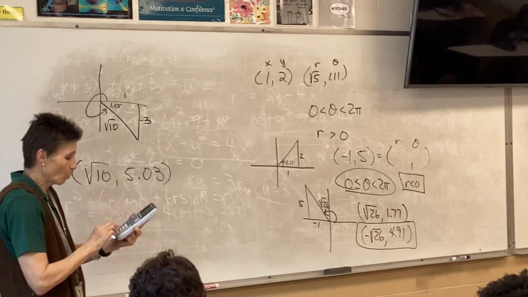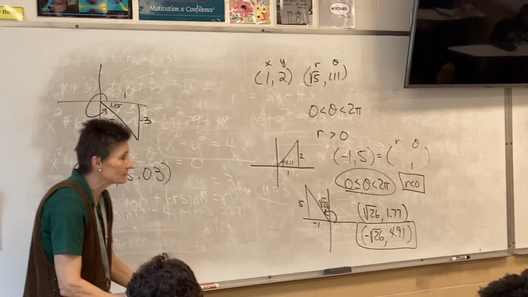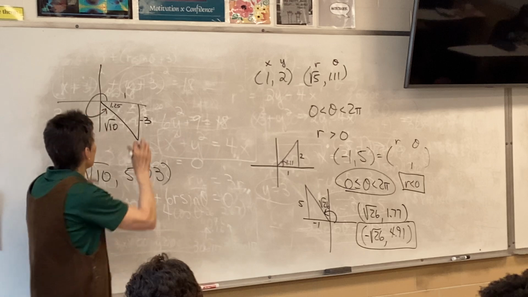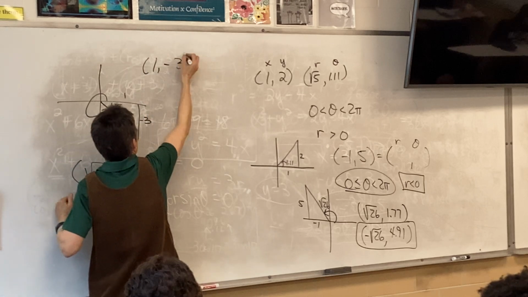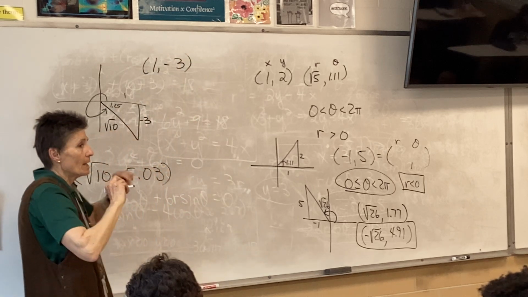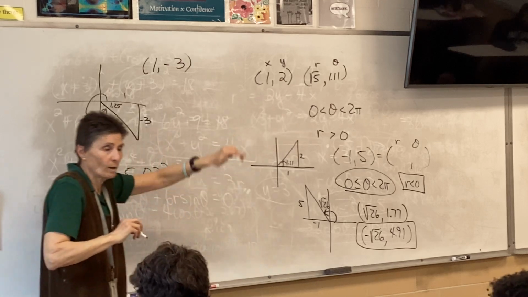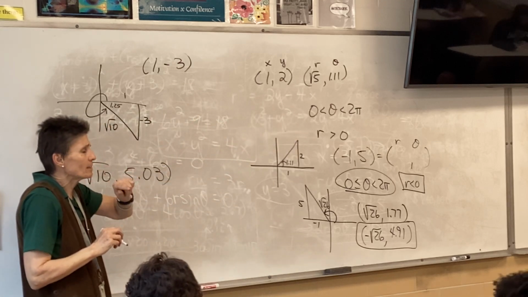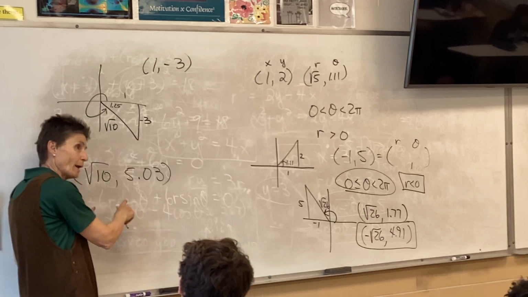So if I were walking down the hall and I found this rectangular pair, and I don't know, one of Miss White says, change that into polar coordinates. This is what I would change it into.